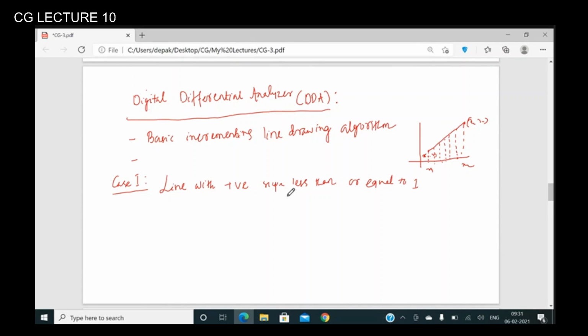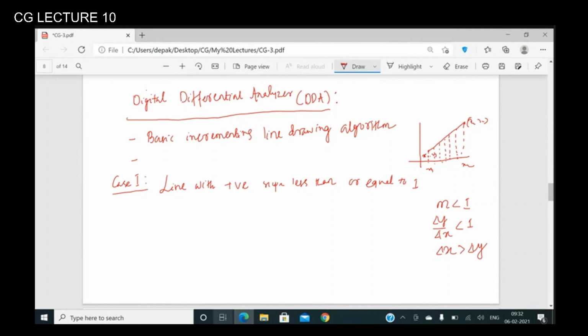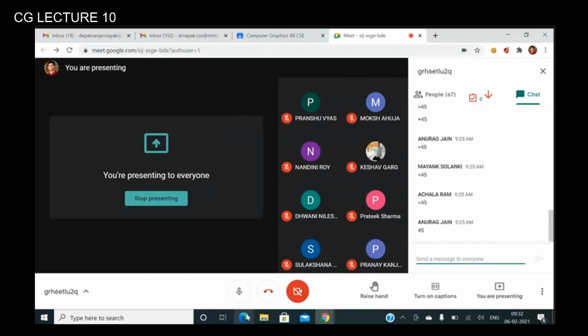Then at that time, what we will do is sample. If it is less than 1, so del x is greater than del y or not? If m is less than 1, that means del y by del x is less than 1. So what does it mean? Del x is greater than del y or not? Are you agreeing with me that del x, the difference in x, is greater than the difference in y?